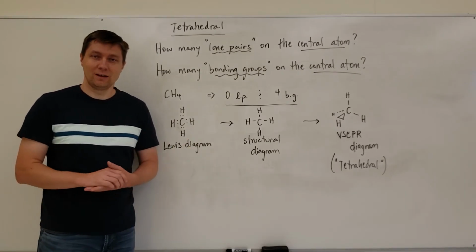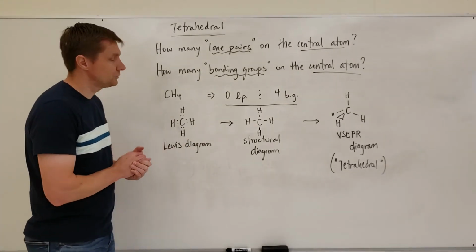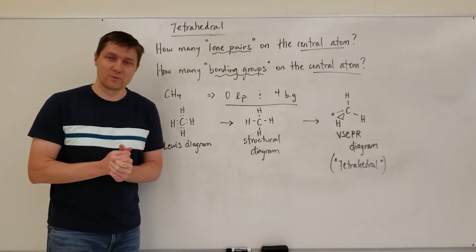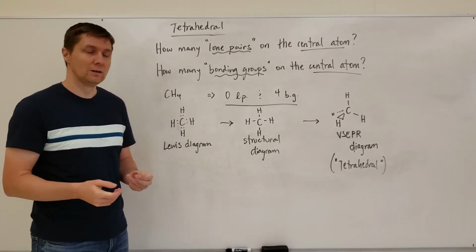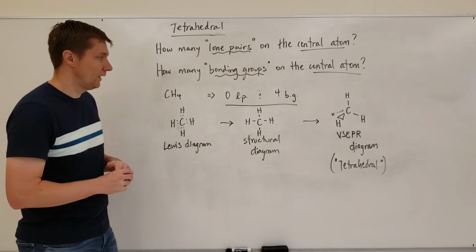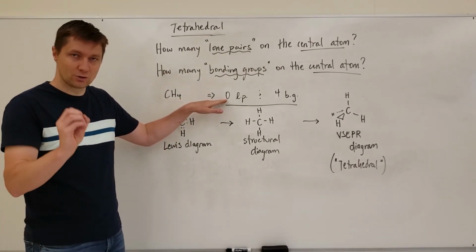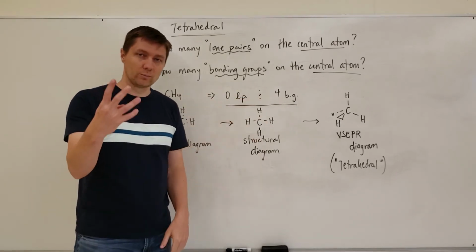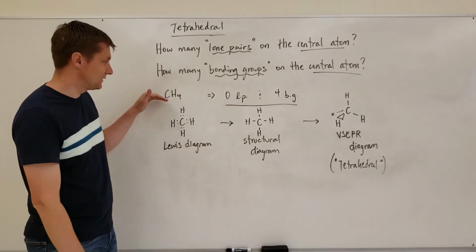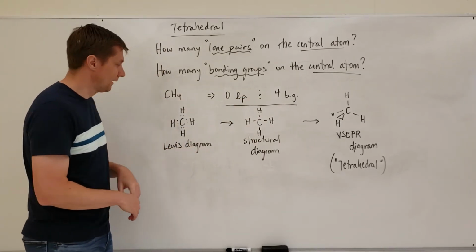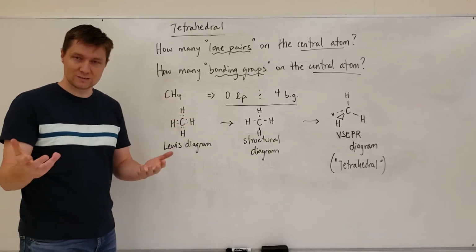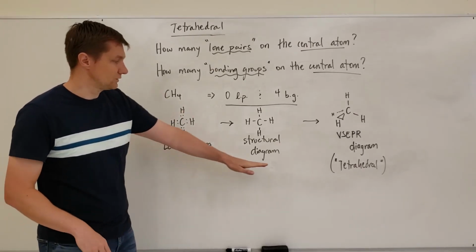Okay, so the final and fifth shape here that you need to know for VSEPR theory is what we call a tetrahedral. And so the lineup here for tetrahedral is that we have to have a central atom that has 0 lone pairs and 4 bonding groups. So a really good example of this is methane, CH4. You can see the Lewis diagram. It was an example we drew before, as well as the structural diagram.